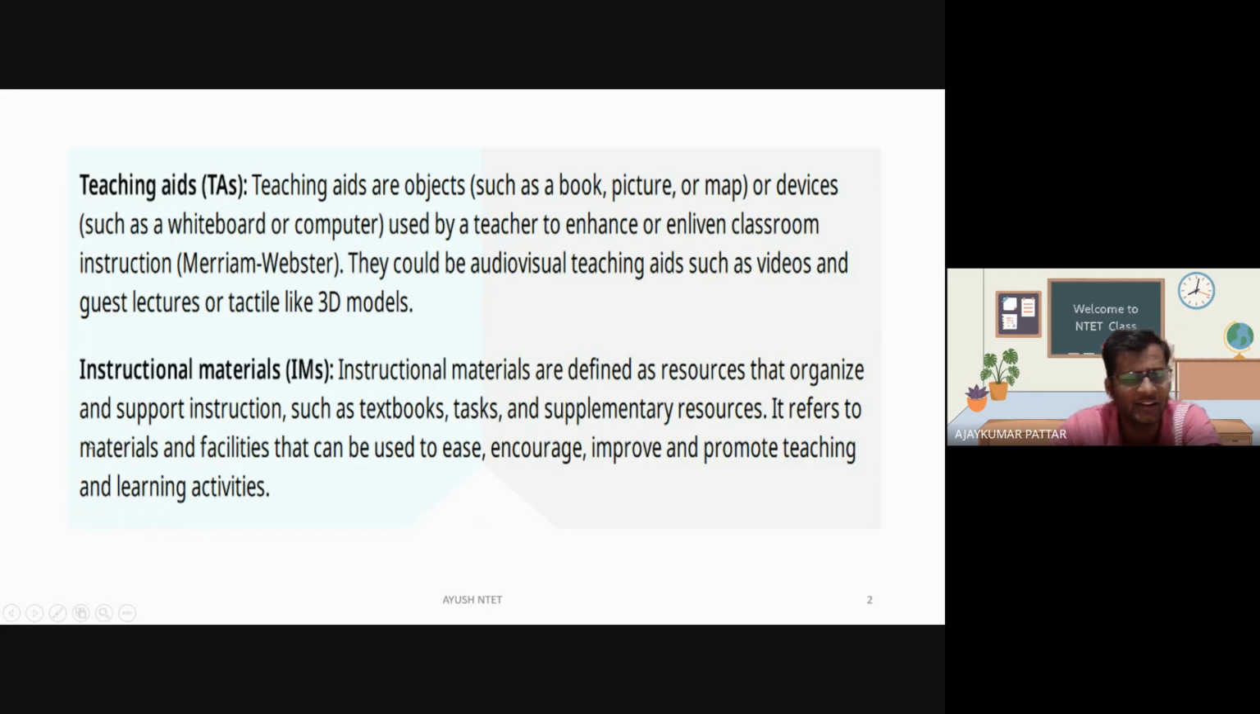So there is a small difference. If the objects help the teachers when they are teaching, we call them teaching aids. But as a main instructional material or environmental facility, whatever is needed for instruction purposes, they are a must. Those we call instructional materials. Without instructional materials, we can't teach. But with instructional materials, and with the help of teaching aids, we can teach effectively. That is the difference between teaching aids and instructional materials.